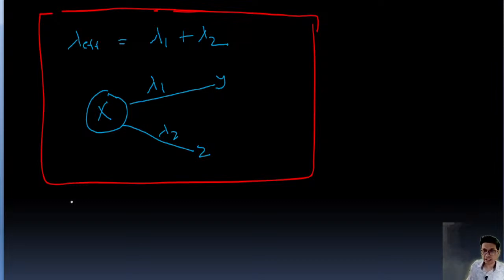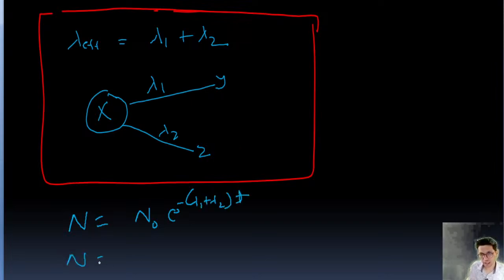In that case, N is going to be, I have already explained it, N naught e to the power minus lambda t, right? So here e to the power minus (lambda 1 plus lambda 2) t, or we can write N equal to N naught e to the power minus lambda effective t. These are important formulas, guys.